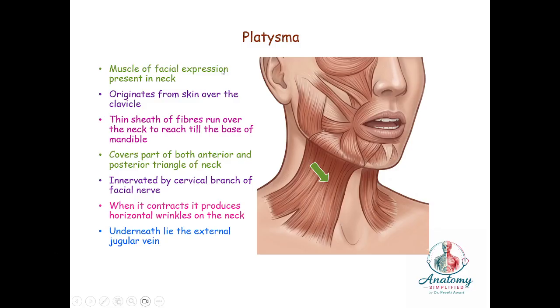Very important muscle of facial expression present in the neck called as platysma. It originates from the skin over the clavicle, and a thin sheath of fibers run over the neck to reach till the base of the mandible. It covers both anterior triangle and posterior triangle of neck. It is innervated by cervical branch of facial nerve. When this muscle will contract, it produces horizontal wrinkles on the neck. Underneath this muscle lie a superficial vein of the neck called as external jugular vein.